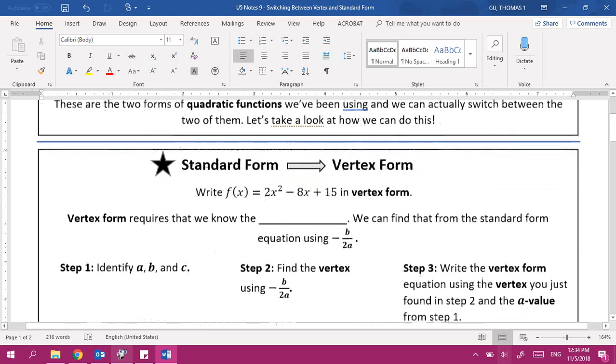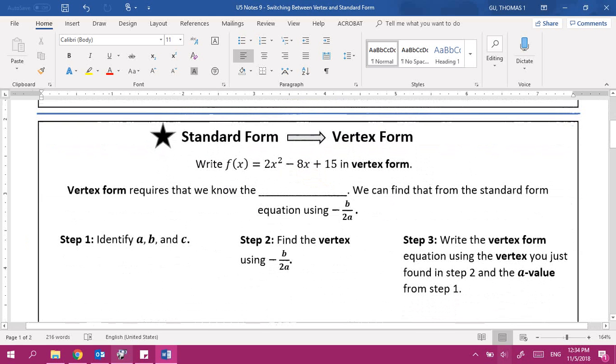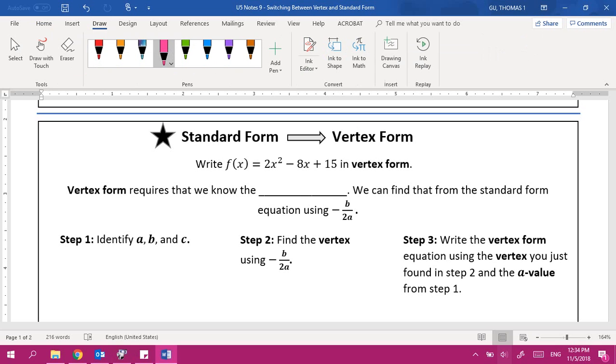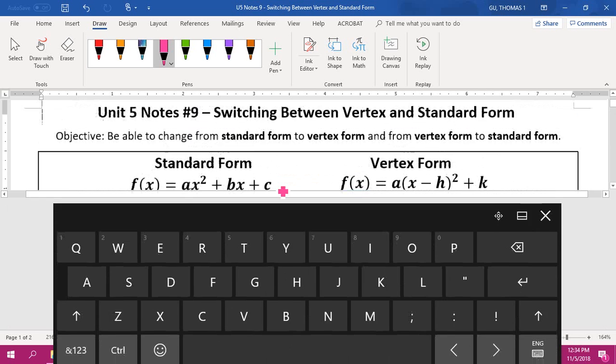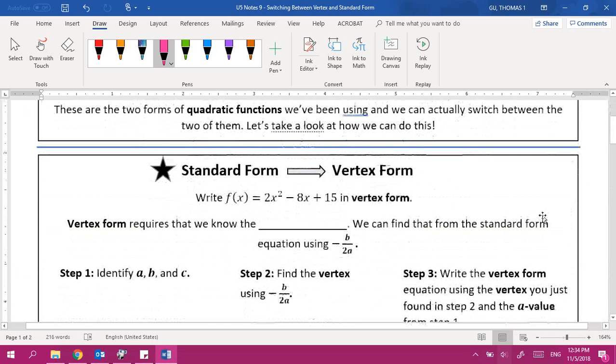So let's see how we would go from standard form to vertex form. So let's say we're given an equation like this one, f of x equals 2x squared minus 8x plus 15. Okay, that's in standard form. We can see the x squared, we can see the x. We want to write that in vertex form. All right. So if we want to write something in vertex form, that requires that we know the what? What point do we need to know if we're trying to write something in vertex form? The vertex, that's right. You have to know the vertex in order to write in vertex form.